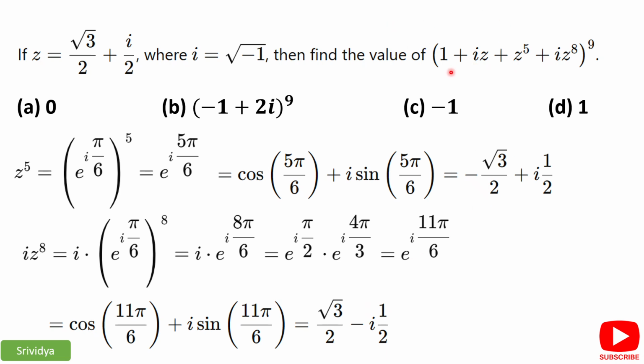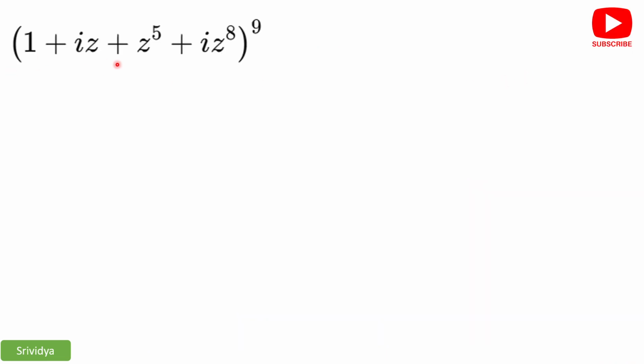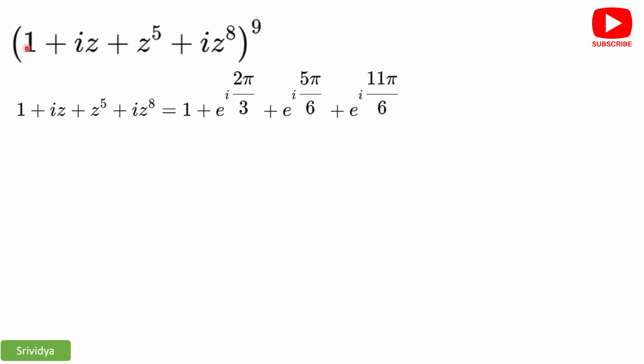Next, let us take the base of this expression, that is 1 plus iz plus z to the power of 5 plus i z to the power of 8, whole to the power of 9. That is what we need to simplify. Now let us consider this base, that is 1 plus iz plus z to the power of 5 plus i into z to the power of 8.